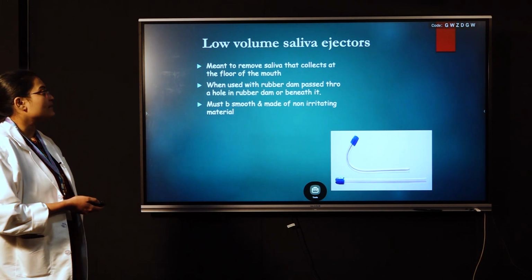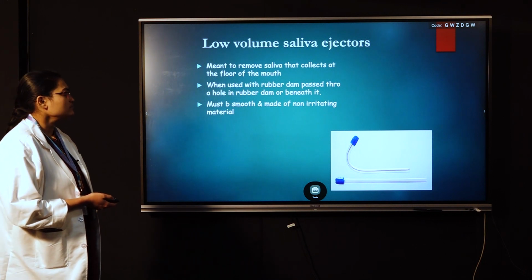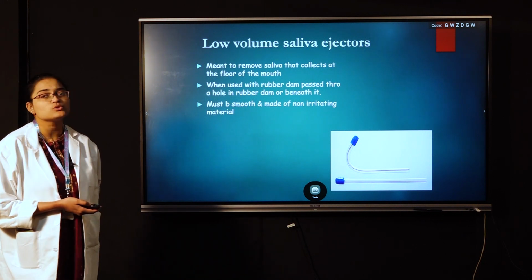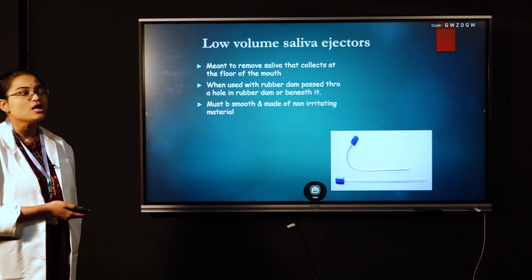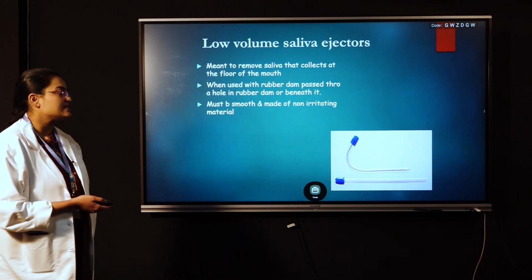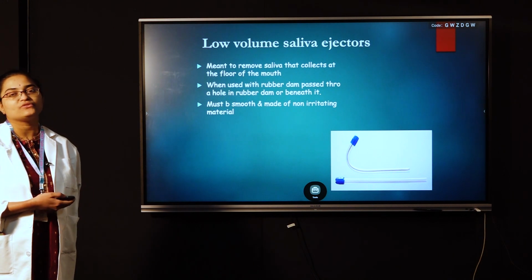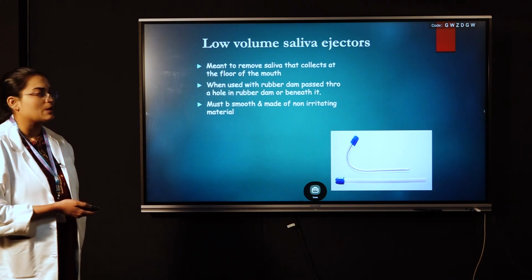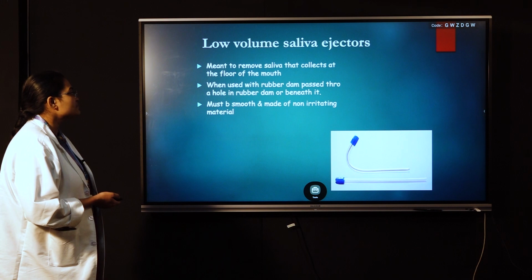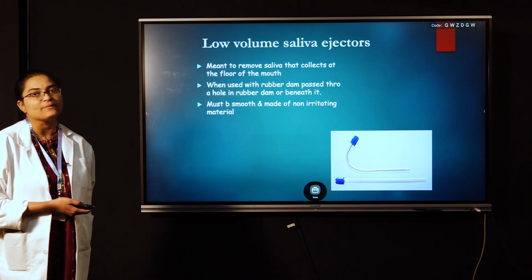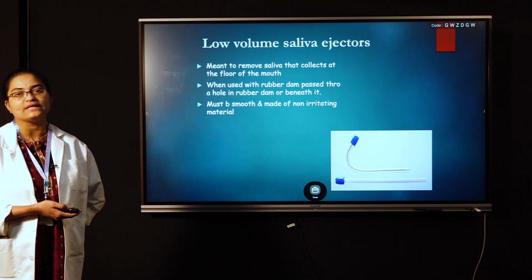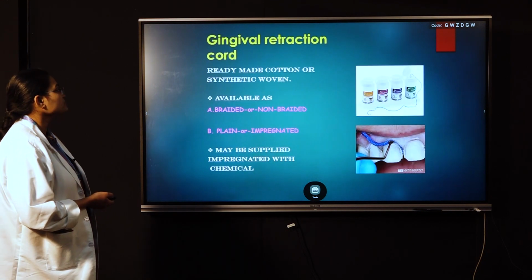So when you are using the rubber dam for isolation, we are usually confused about where to place these saliva ejectors. You can either make a hole through which the saliva ejector goes under the dam, or you can lift the dam and place the saliva ejector for the comfort of the patient. They must be smooth and made of non-irritating material which does not react or irritate the human skin.